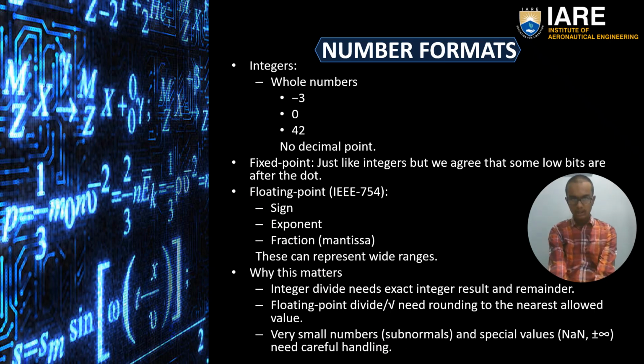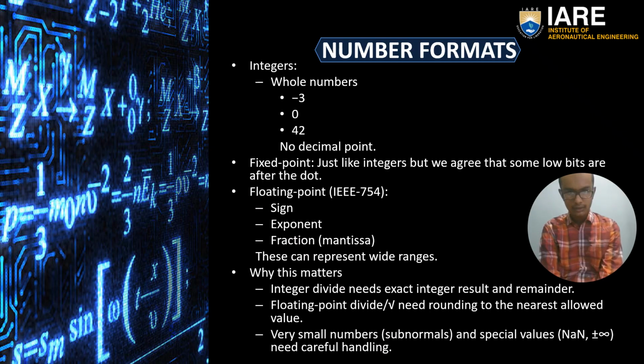Now let's discuss number formats. If we only work with whole numbers, calculations are simpler. We just need an exact quotient and sometimes a remainder. But most scientific and graphics work uses floating point because values can be huge or tiny. Floating point answers are rounded to the nearest representable value. That means the hardware has to follow rules so different machines agree on results.